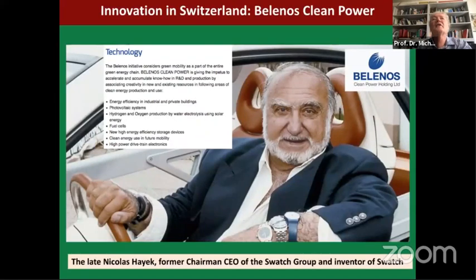I should also mention our compatriot Nicholas Hayek, who actually was the CEO of Swatch Group and the inventor of the Swatch. Look at his left arm. You can see right away that he is in the watch business.